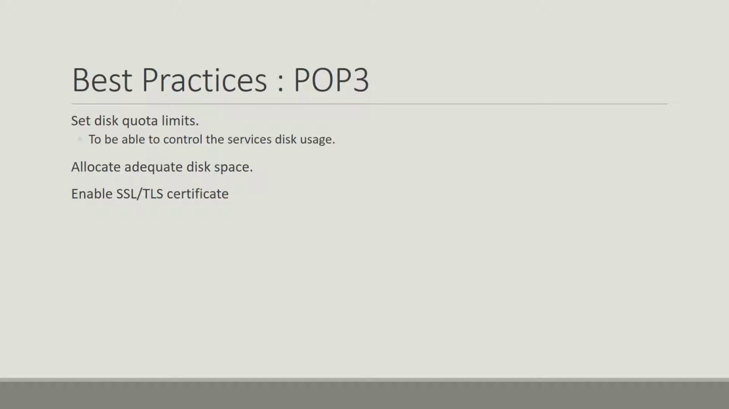Best practices for POP3. You can set the mail store on a volume other than the one on which the operating system is installed. This is because the mail store can potentially use large amounts of disk space. You should either set a disk quota limit on the mail store volume, which will control its disk usage, or set it to use a volume other than the one where the operating system is installed. This prevents the possibility of the OS running out of disk space.